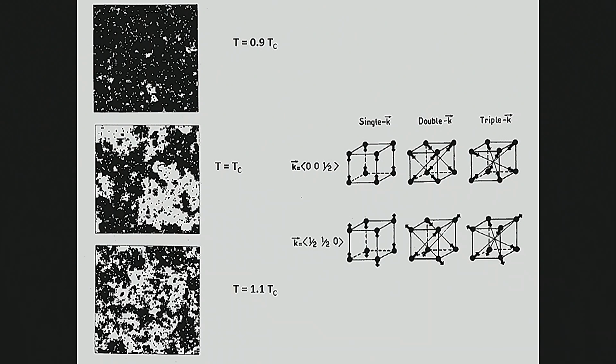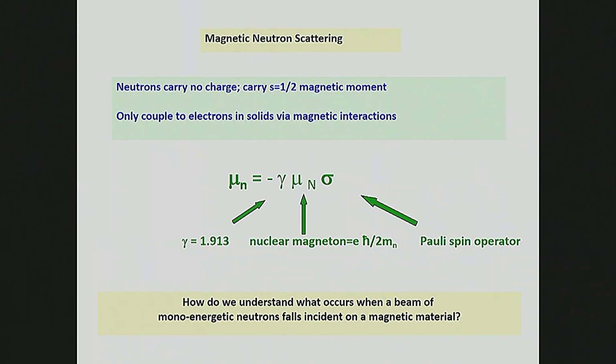So this is a very simple state. It's all spins, say, pointing up, or all spins pointing down, or most of them pointing up, most of them pointing down. But these states can be more complicated, and we're going to want to understand them the same way that we talked about understanding inelastic neutron scattering. This is another general form of that, now specific to magnetic neutron scattering.